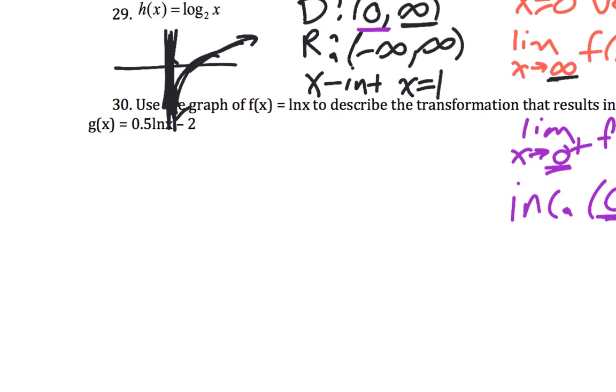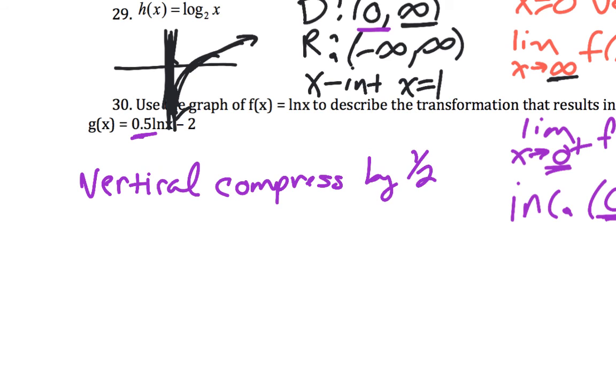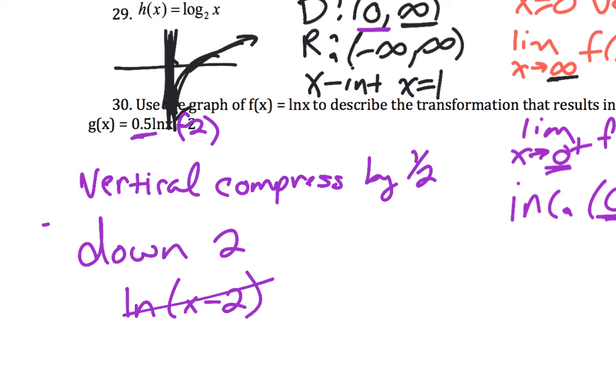Okay. Last one, transformations. What's going on here? This is a half. And so it is going to be outside, so it's a vertical compress by a half. The next one, this minus 2, it is not in parentheses with that x. So it is not with that x, so it's moving it down 2. Now, if it was this, that's totally different, but it wasn't. Those are two different things.